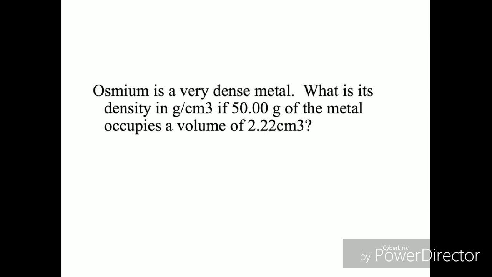Let's try to apply the same problem-solving technique to the next example. So we'll begin by writing out our density formula. And we'll make a variable table. As we read the question, we'll identify the variables given. So here we're looking for the density of 50 grams. That's mass. And we see that we have a volume of 2.22.